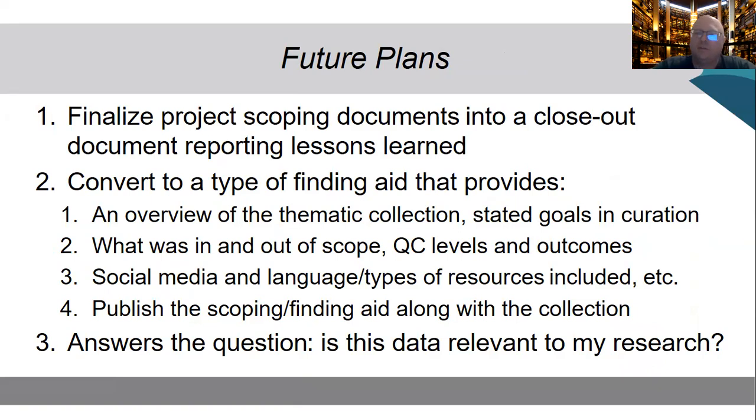Such a document would give an overview of the thematic collection, including the stated goals and curation. It would define the scope in and out, including the output and results of the quality control. It would also list the social media that was collected and in what language all of these resources are. Also, the degree of comprehensiveness will tell the researcher how much data is actually there that they're looking for. And we hope this document overall will answer the question of whether the data is relevant to a researcher's interests before they have to slog through all the data.